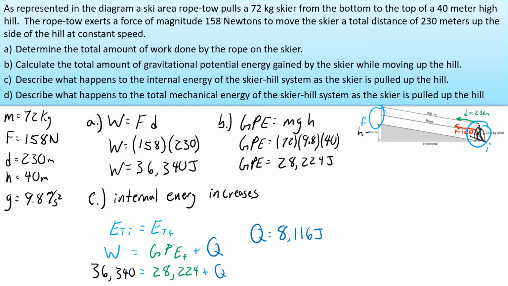So it says describe what happens to the total mechanical energy of the hill system as the skier is pulled up the hill. The mechanical energy is just potential energy in general and your kinetic energy in general. So ignoring the fact that yes, there is some internal energy, some of that work that you're doing is being transferred into internal energy, which is not mechanical. That is true. But what happens to the total mechanical energy of the system? That's kind of like where we ran into trouble over here.